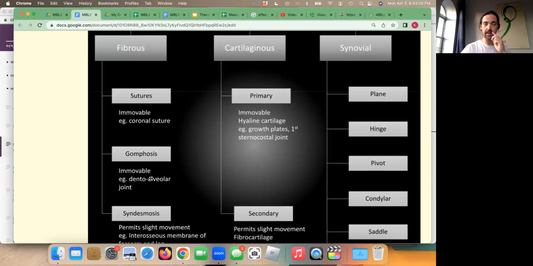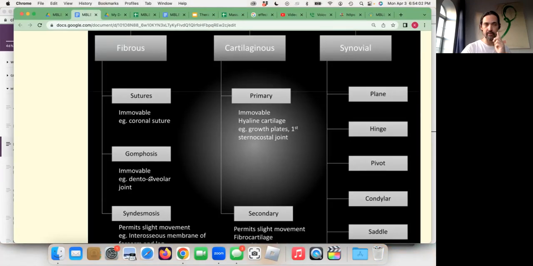The dentitions, the teeth, the joint formed by the tooth joining the mandible or the maxilla, so the teeth joining the jaw. Those are called gomphosis. They have their own term, gomphosis. They're also immovable.